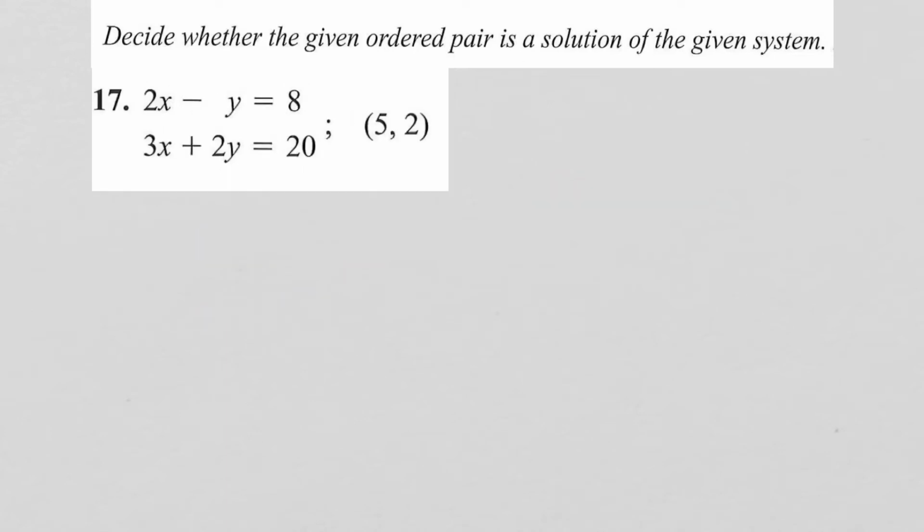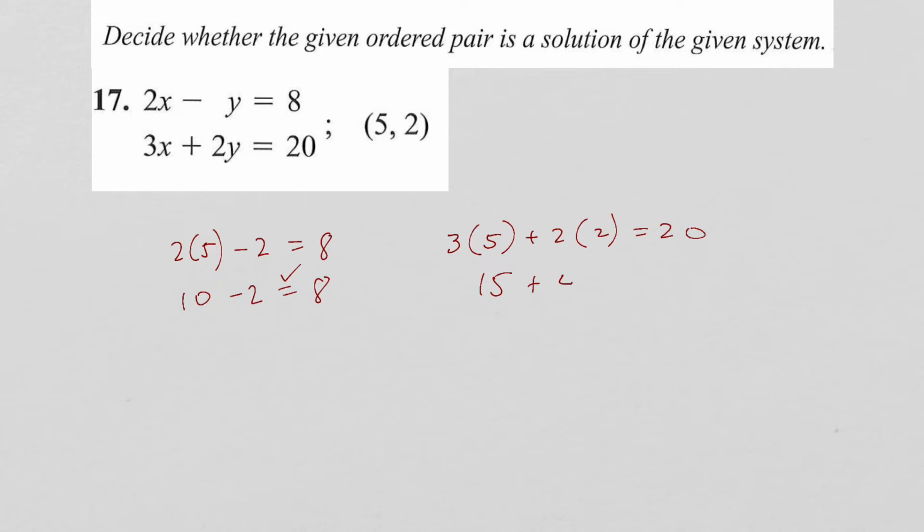So here I'm going to test if this is a solution by plugging these values in. So I have 2 times x minus y, which is 2. Is this equal to 8? Yes, it is. So that works there. Let's try the next one. 3 times x plus 2 times y, is this equal to 20? That's not true. So this is a solution to this line, but not to this line, so it's not a solution to both of them. So we say no.